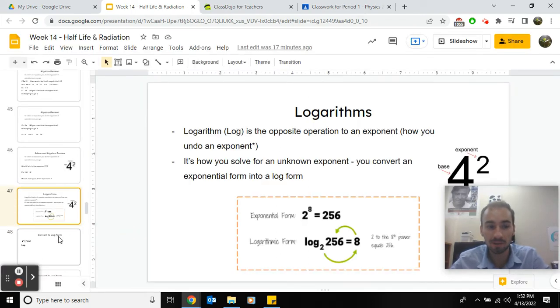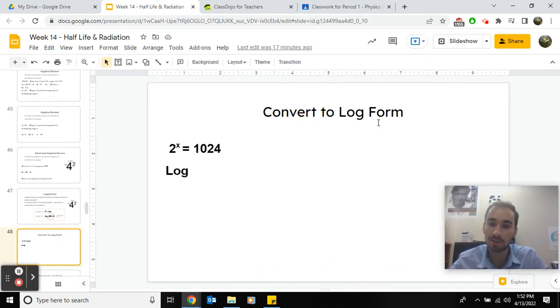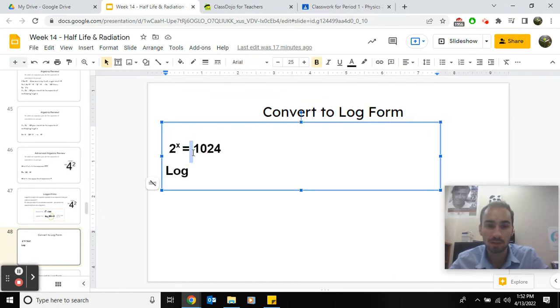So please write that down. Next, I'm going to show you how to convert stuff to log form. So here's an equation. We don't know x. We have 2 to the power of x equals 128. Here's how you do it.